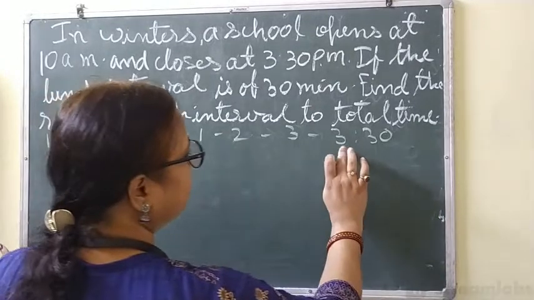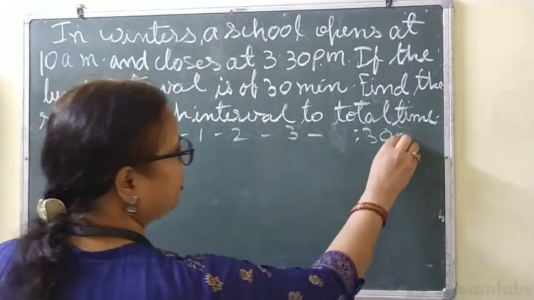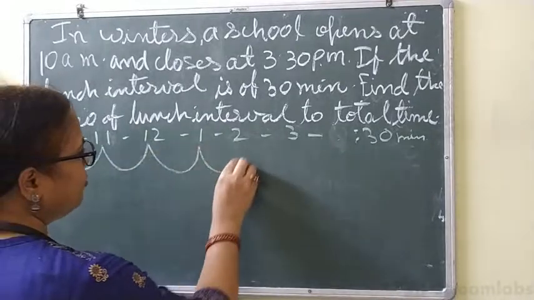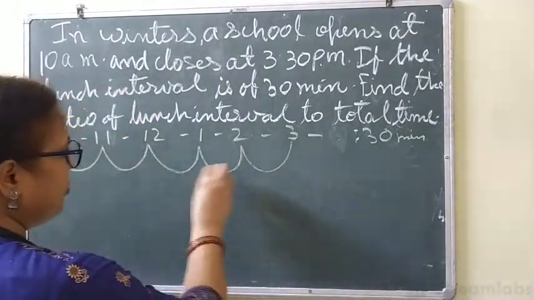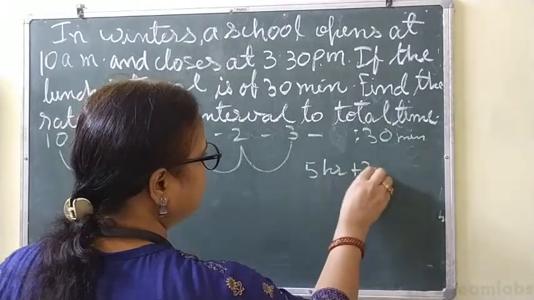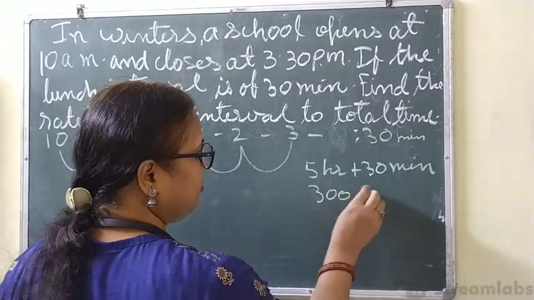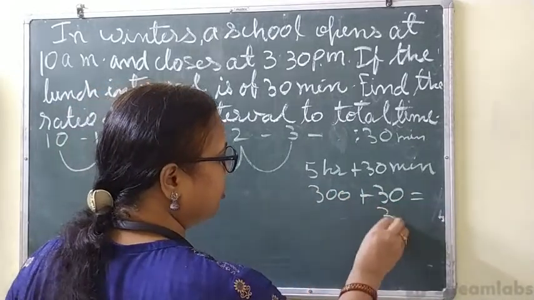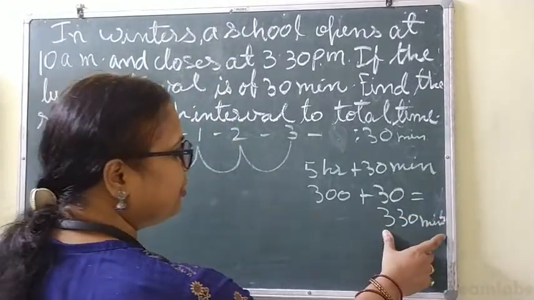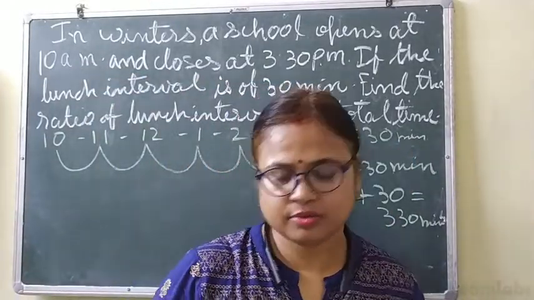So here we can write 3 hours and 30 minutes. This is 1 hour, 2 hour, 3 hour, 4 hour, 5 hours. So 5 hours plus 30 minutes. 5 hours is 300 minutes, plus 30 minutes, and this will be equal to 330 minutes. So total time is 330 minutes and lunch interval is 30 minutes. Now we will find out the ratio.